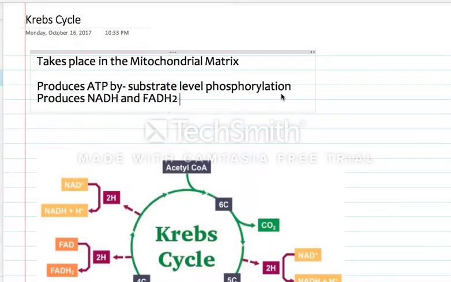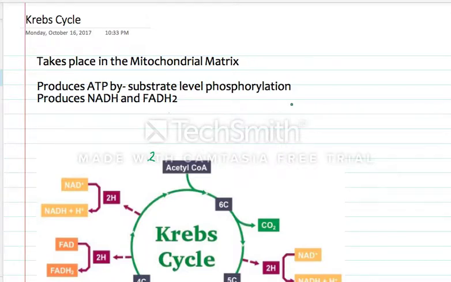So the glucose molecule has been through glycolysis. The 6-carbon glucose during glycolysis was converted to two 3-carbon pyruvate molecules. The pyruvate molecules were brought into the mitochondrial matrix where they went through an oxidative decarboxylation that yielded two acetyl-CoA molecules, and these two acetyl-CoA molecules are now going to the Krebs cycle.